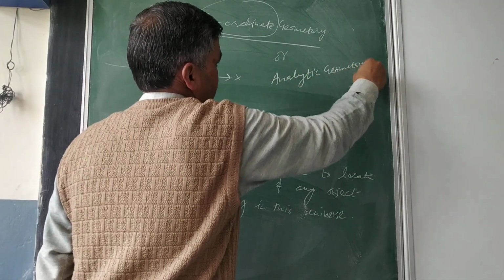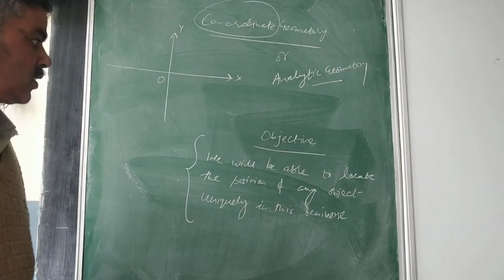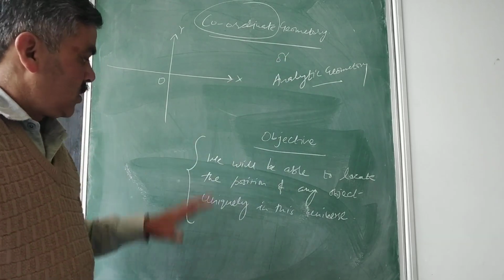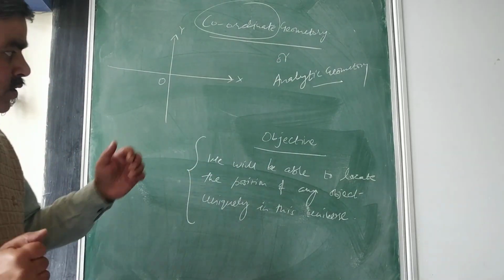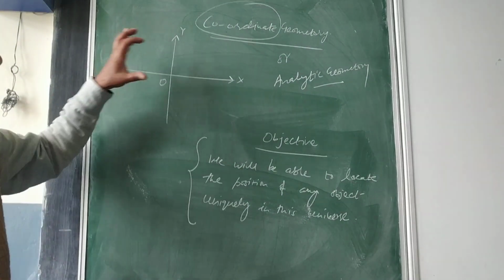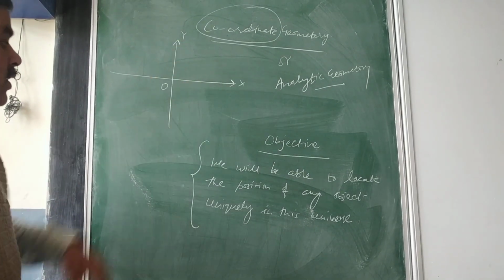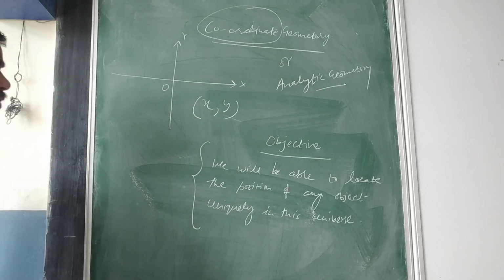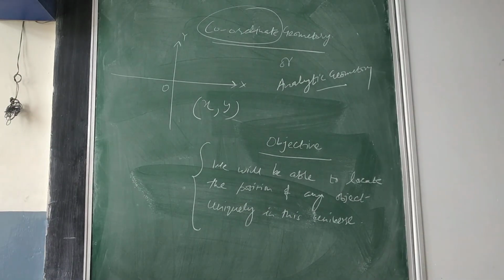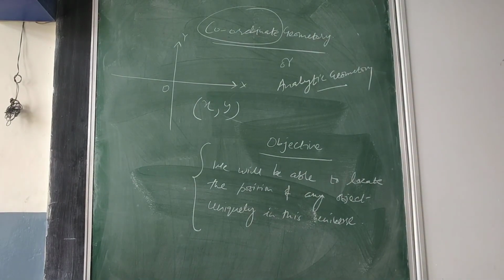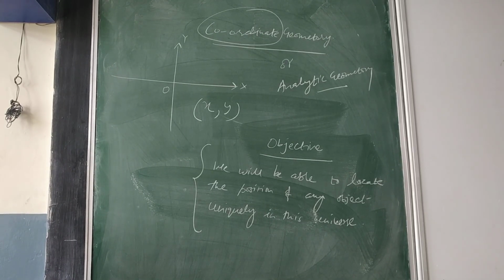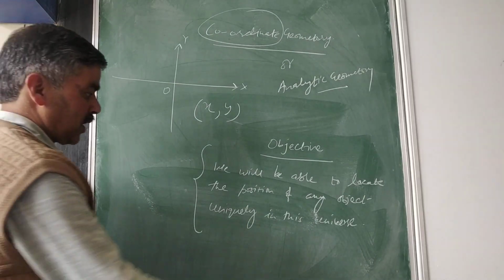So what happens when you are speaking about the objective and the meaning? You need to combine the two. Like I said, when it is coordinate, so two coordinates at a time. First is always x and second is always y. In order you have to work out. As I said, we will be able to locate the position of any object uniquely in this universe. That is mathematically.